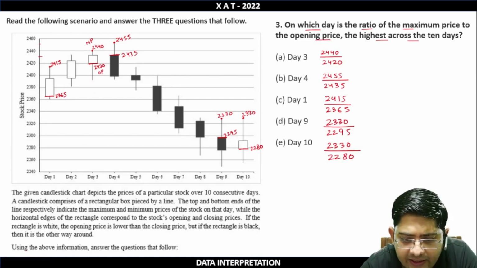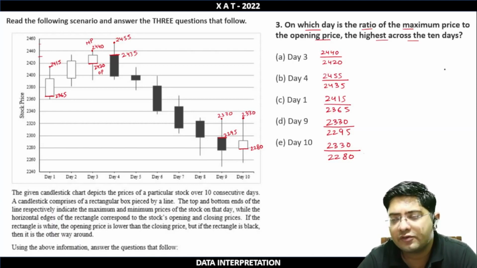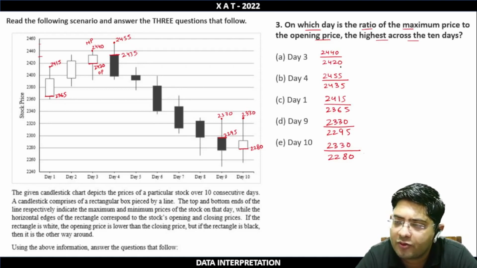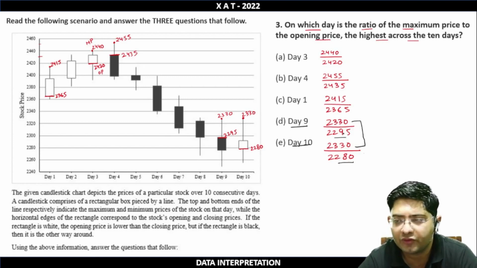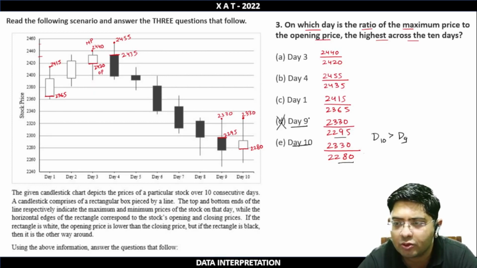Now let's look at the technique to answer this question. Here we have to look for the highest ratio. So we have day 3, 2440 by 2420, and day 4, 2455 by 2435. Now if I look at day 9 and day 10, they have the same numerator. The denominator of day 9 is 2295 and of day 10 is 2280. If the numerator is the same, then the greater value is the one with the smaller denominator. So day 10 is greater than day 9. That is clear. So day 9 is ruled out.